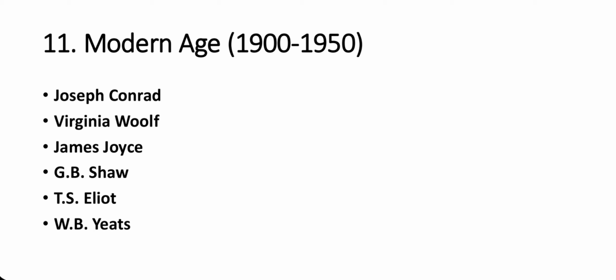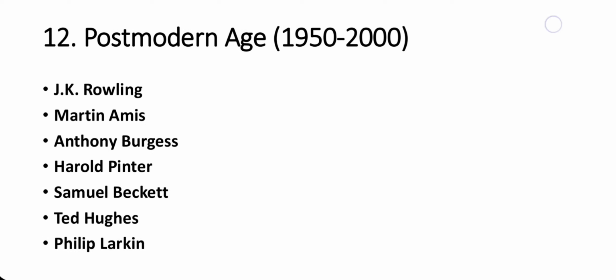Next, we have the Modern Age. In the Modern Age, novelists include Joseph Conrad, Virginia Woolf, James Joyce, and dramatists G.B. Shaw, T.S. Eliot, and poets W.B. Yeats. Next, we have the Postmodern Age, and novelists like J.K. Rowling, Martin Amis, Anthony Burgess, dramatists Harold Pinter, Samuel Beckett, and poets Ted Hughes and Philip Larkin. That's a brief overview of British literature, one of the most important sections of our UGC NET English syllabus.